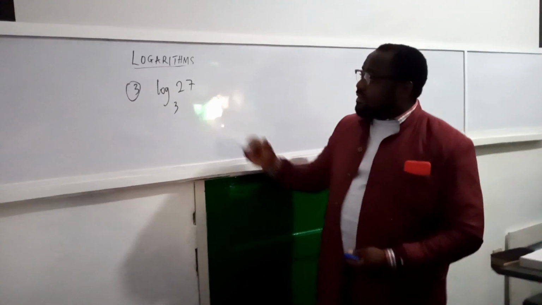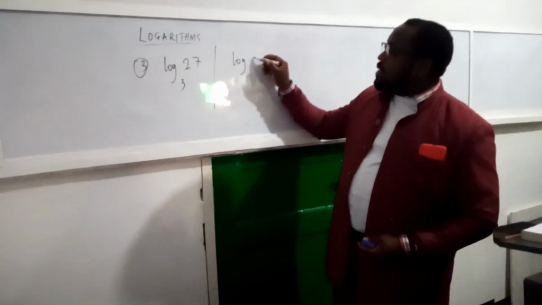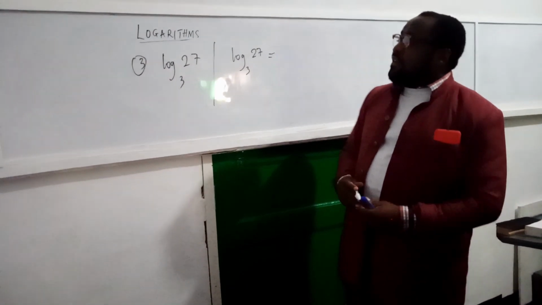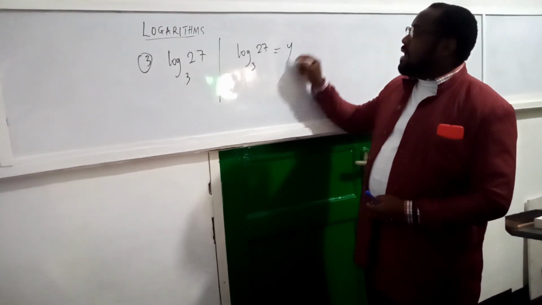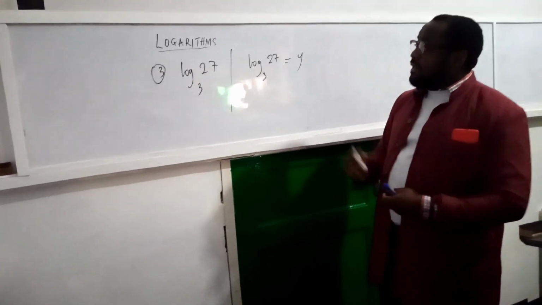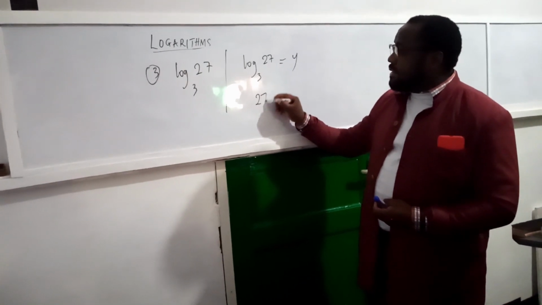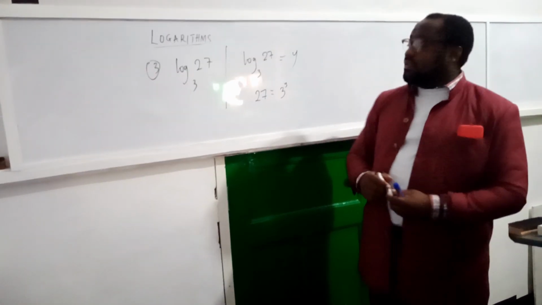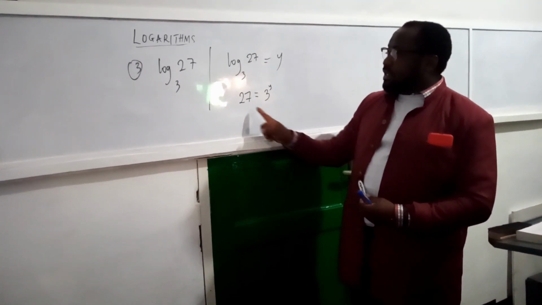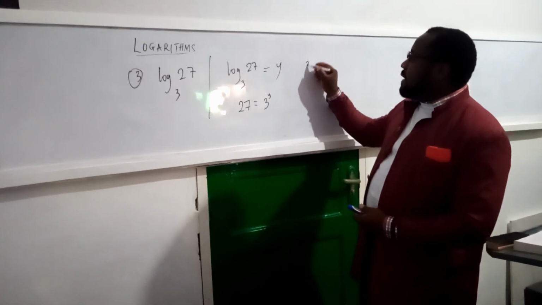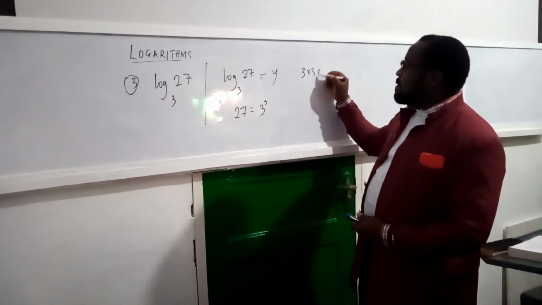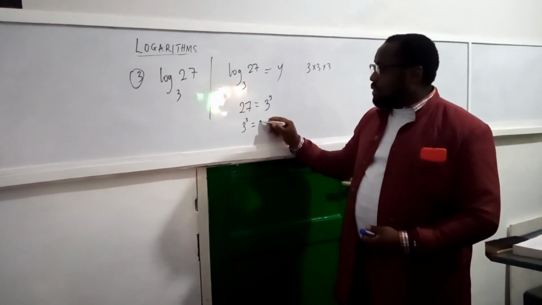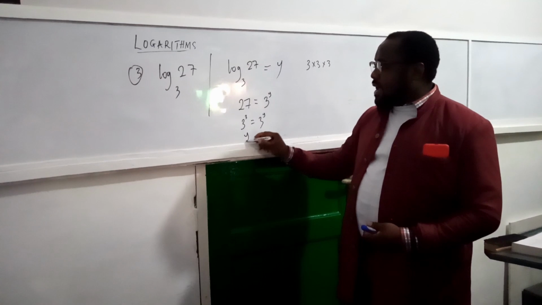According to the principles of logarithms, log 27 base 3, we are supposed to find the value. Let's say the value is y. We don't know y, so let's find y. This can be expressed as 27 is equal to 3 to the power y. How many times will 3 go into 27? We have 3 times 3 is 9, times 3 is 27. So 27 is 3 to the power 3, equal to 3 to the power y. So y is equal to 3.